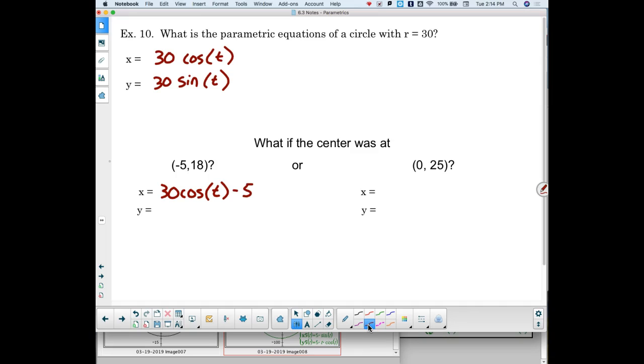What if my center is at 0, 25? So that one stays normal. Okay, with me? All right.